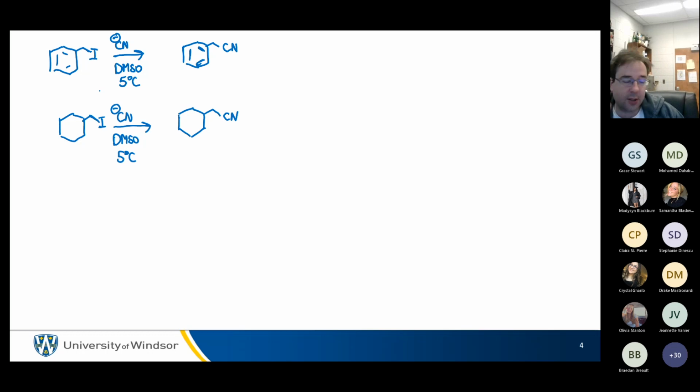Okay, nature of the leaving group matters. In this case, it's iodine in both cases. What matters here is the strength of the carbon-iodine bond. Because when we say nature of the leaving group, what we're really saying is how strong is that bond. And we often short form it saying it's an iodine leaving group. All iodine leaving groups are the same. They're not, because the bonds can be different strengths.